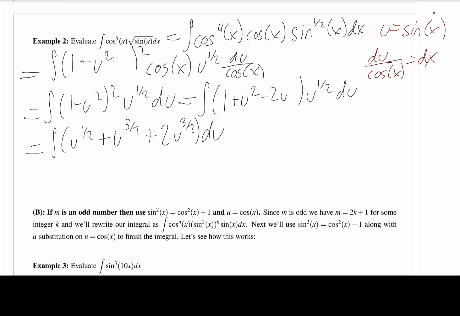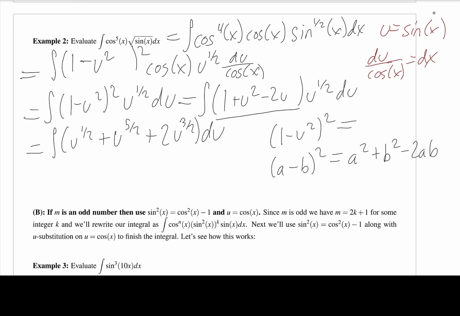Where I'm getting this from, without doing any foiling: if we're calculating 1 minus u squared squared, I like to think of this as a minus b squared. And so this is a squared plus b squared minus 2ab. So then I just replace everything: 1, u to the 4th, 2 times 1 times u squared. Or sorry, yep. And now we can see where the mistake's coming from. So it should be 1 plus u to the 4th minus 2u squared.